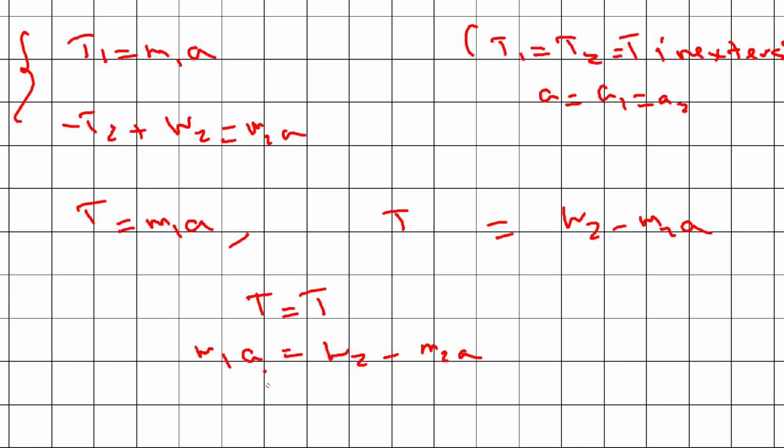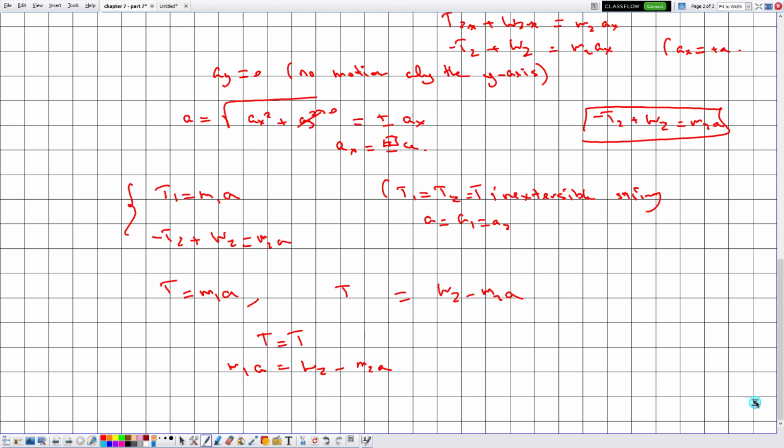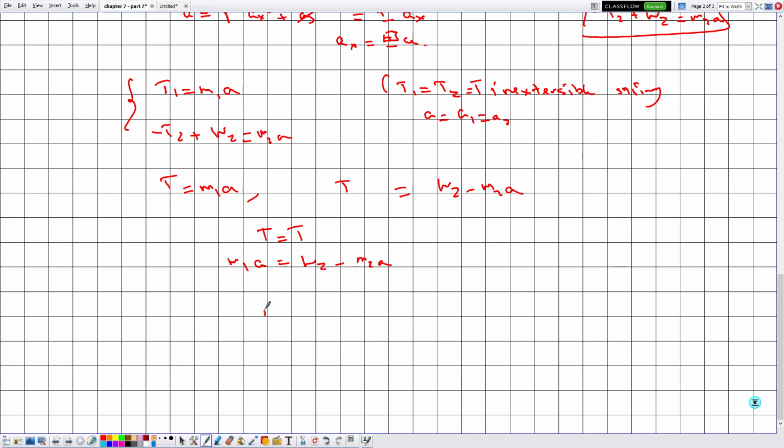Here we expect that the value of a must be positive because we have chosen the correct direction. Then the value of a after we rearrange is given by w2 divided by m1 plus m2, which is m2 divided by m1 plus m2 multiplied by g. So is this equation reasonable?